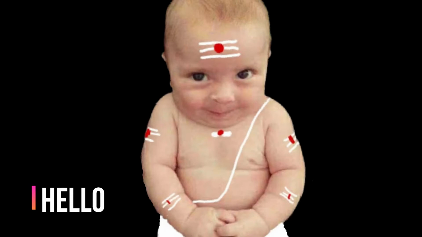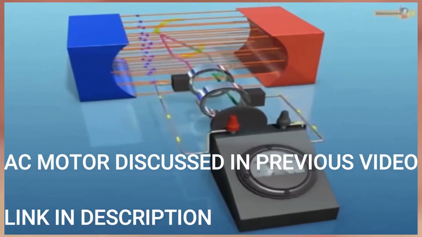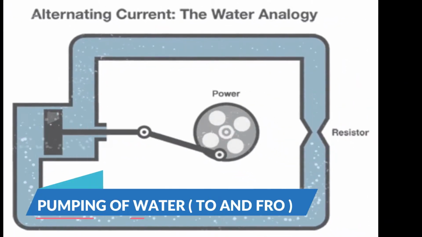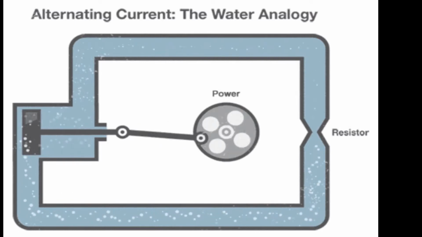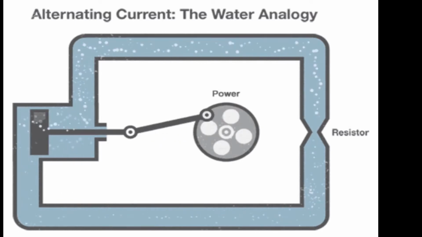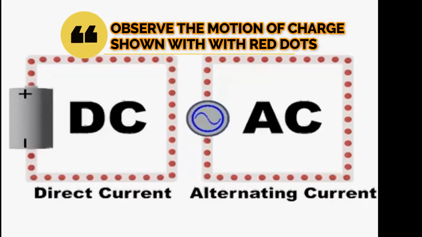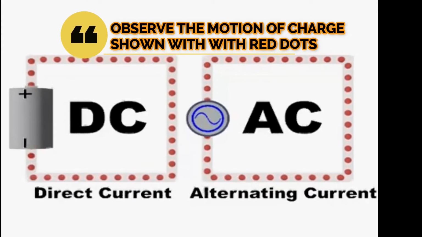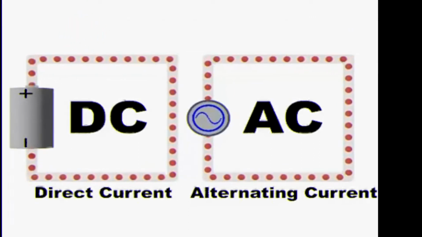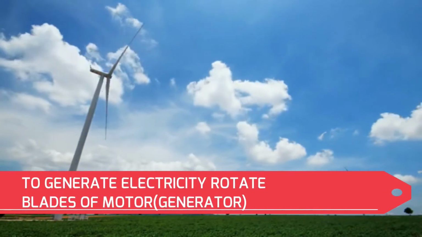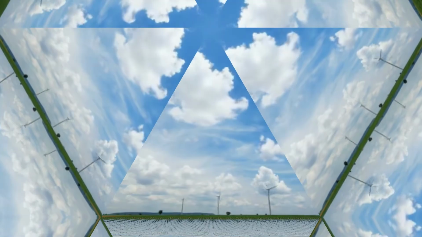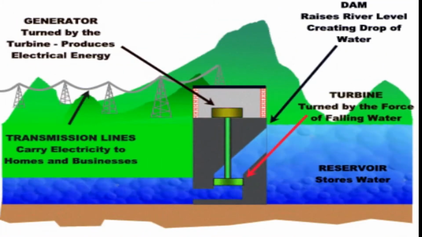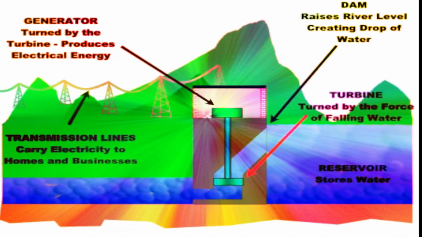Hello friends, you all are aware that alternating current can be generated using an AC motor, and the movement of electrons in alternating current is analogous to the flow of water as shown in this, where it is doing to and fro motion. In the same way, in alternating current, electrons do to and fro motion. So this was the basic idea that at present we are using to generate electricity by using a windmill, a nuclear power plant or anything.